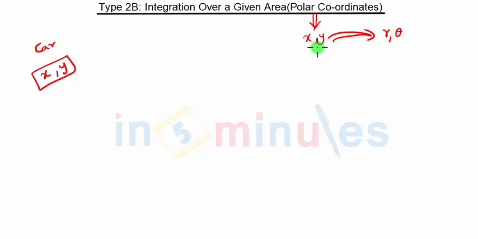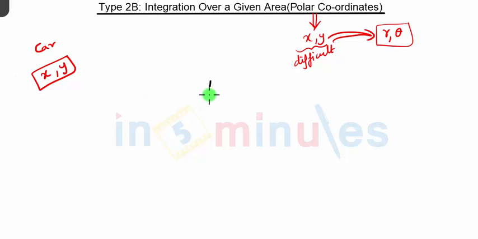Why should we convert the x and y coordinates into polar coordinates? Because the equation in these coordinates is very difficult to solve, or it is a very complex equation. Whenever we have a complex equation, we can convert it into polar coordinates, and in polar coordinates that equation will become simple. So what is the conversion from Cartesian coordinates to polar coordinates?